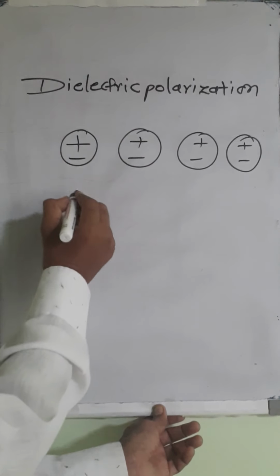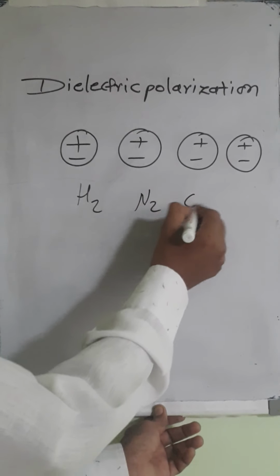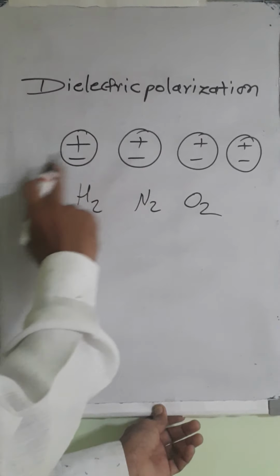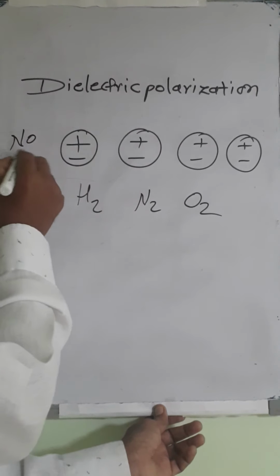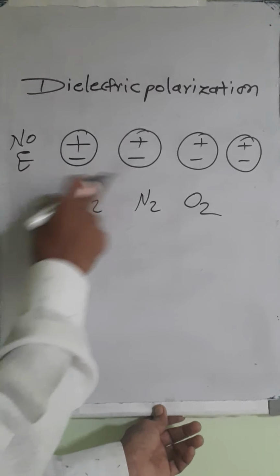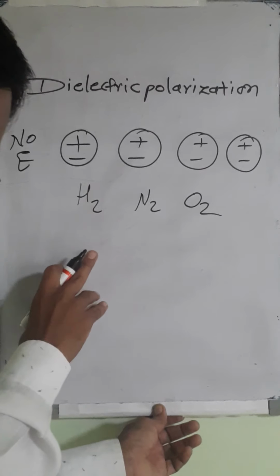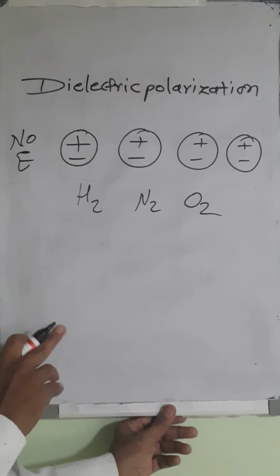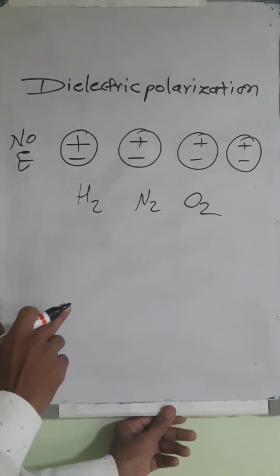The examples are hydrogen, nitrogen, and oxygen. So this is in the absence of the electric field. That means no electric field is there. So here the non-polar molecules are there. Then non-polar molecules obviously have a zero electric dipole moment.